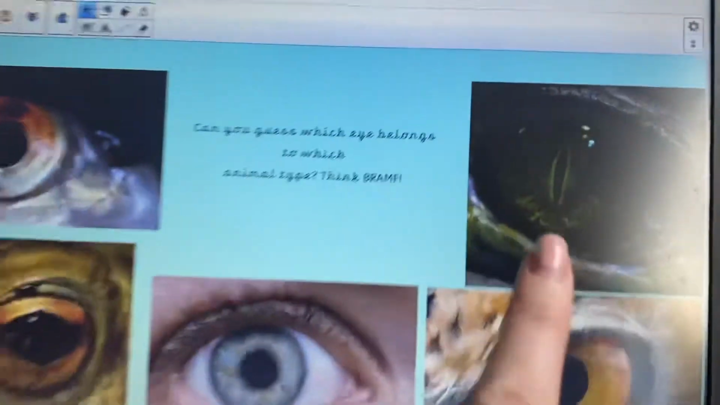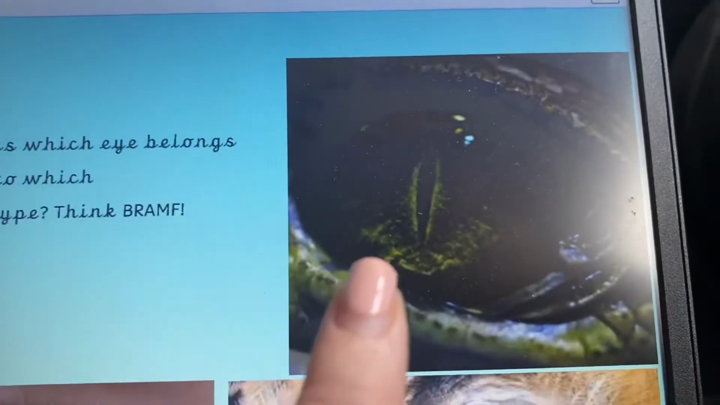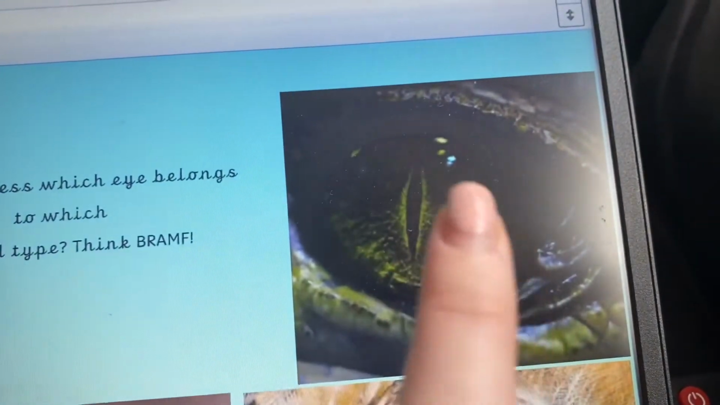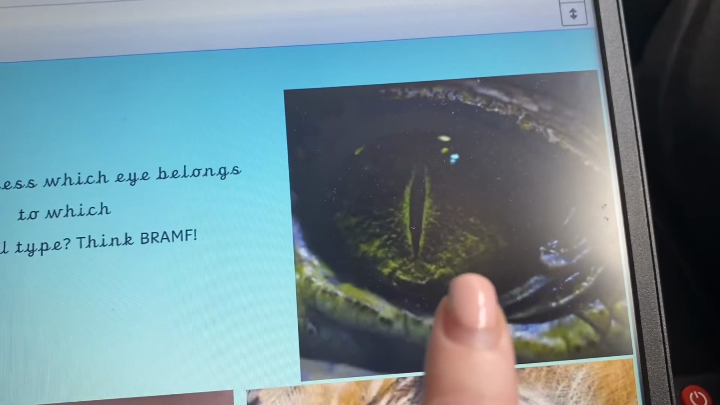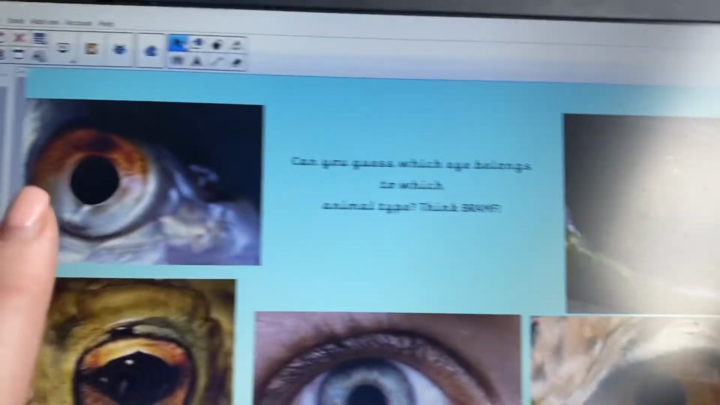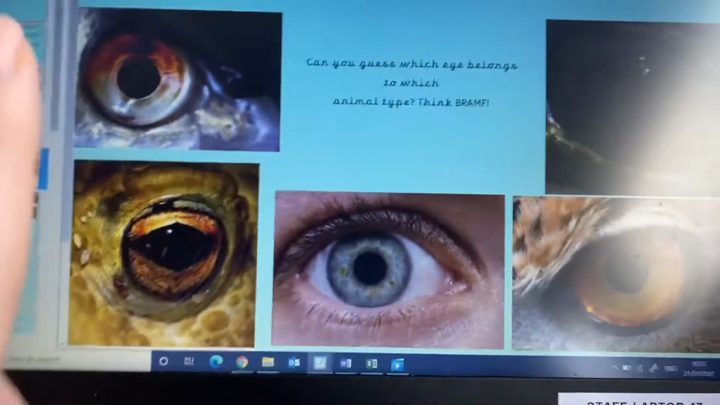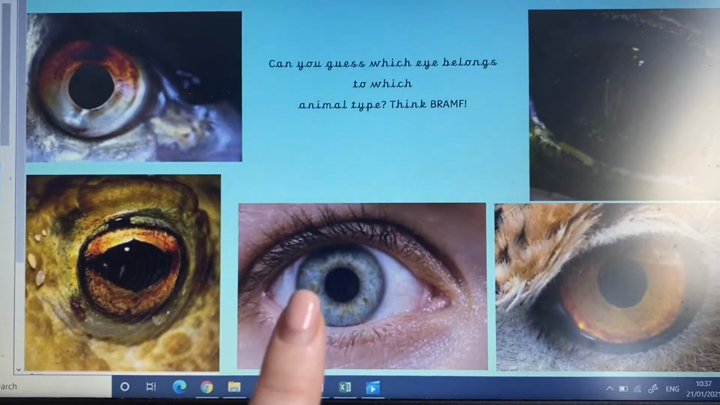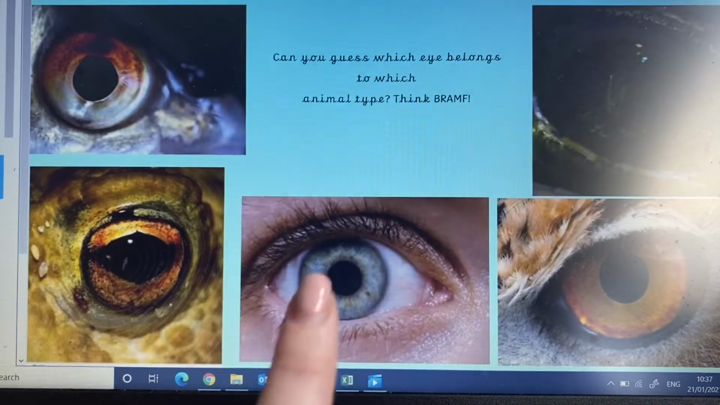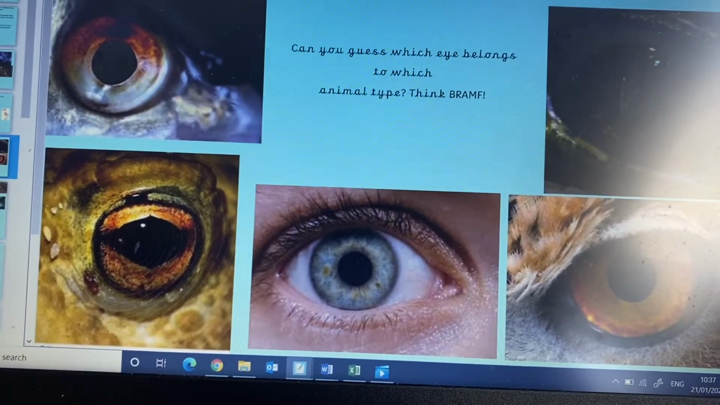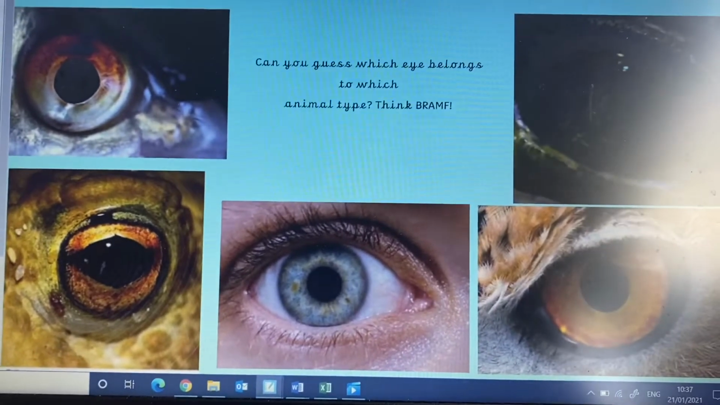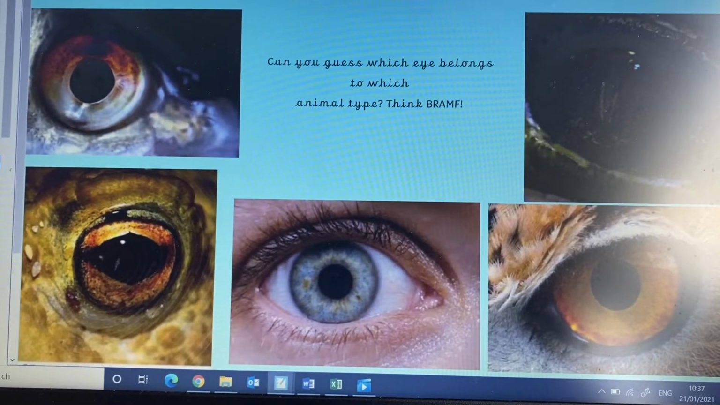looking over here. This one's a bit of a darker picture. I'm not sure if you can see it properly. This one, to me, looks a bit more like a snake eye. So I think this one must be a fish. So I've got fish, reptile. This one looks more like a human eye, so I think that one must be a mammal. So that means I've got amphibian and I've got bird left.